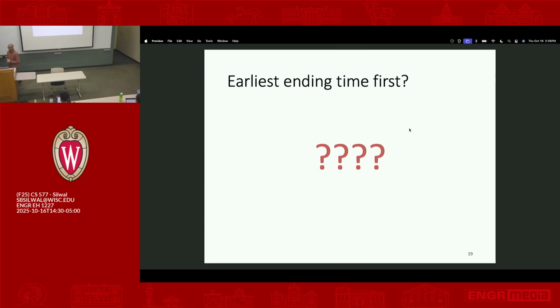Now, one that actually works, based on what I was saying, is looking at the activities in order of which ones finish first. So this one will actually end up being a good greedy algorithm. It will give you the optimal solution.